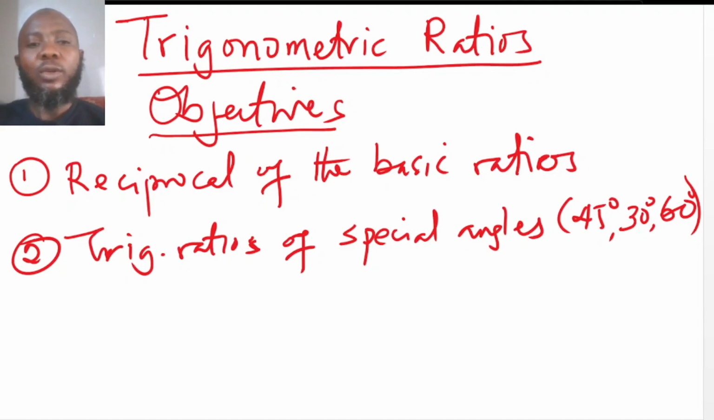So in this class, we want to look at trigonometric ratios. And we've looked at some aspects of trigonometric ratios before in our previous video. But for the purpose of this video, we want to look at two things. The first one is the reciprocal of the basic ratios we have looked at before. And after looking at that, we go into the trigonometric ratios of special angles, that is angle 45 degrees, angle 30 degrees, and angle 60 degrees. We're going to look at their ratios as well. So without much ado, let's get into the business.